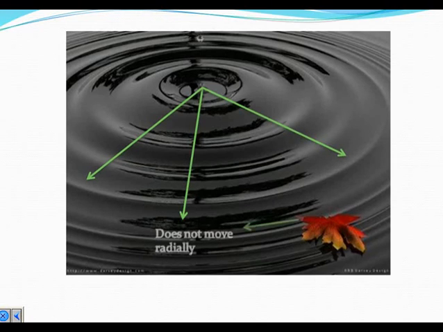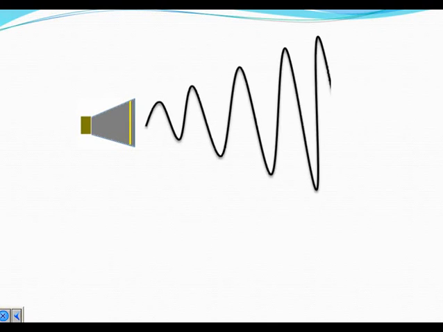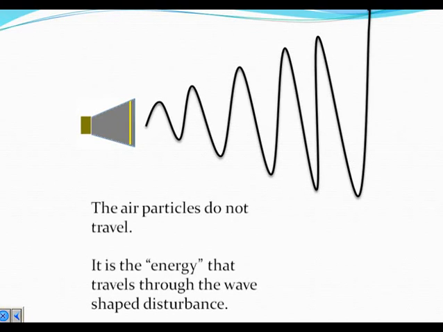If you look at this leaf here, it does not move radially. Had the water moved radially, this leaf would have moved too. But this leaf just bobs up and down because the particles vibrate, they don't move radially. Take a look at this loudspeaker, for example. Again, energy is transferred from the loudspeaker to your ear, but the air particles are not transferred. It is the energy that travels in the shape of a wave.